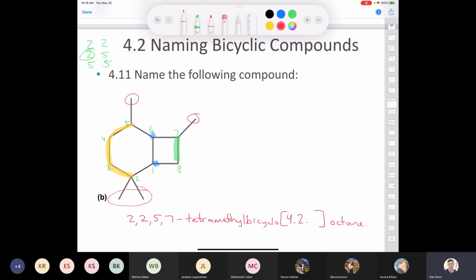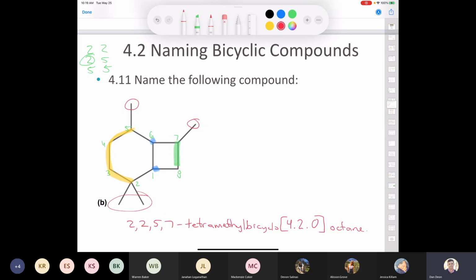There's 0, right? If these are the 2 bridgehead carbons, you've got 4 carbons here, you've got 2 carbons here, and that's it. There's no other bridge. So the last number is a 0, like that. So that's the name of the compound. It's 2,2,5,7-tetramethylbicyclo[4.2.0]octane. And there you have it. You've named a few bicyclic compounds.